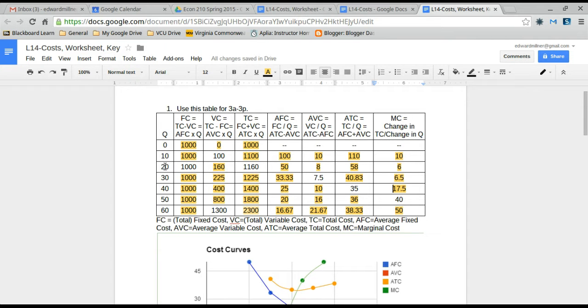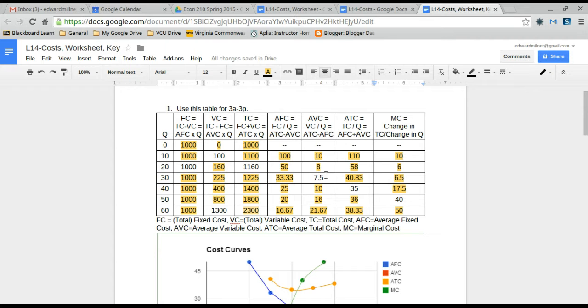When quantity goes from 10 to 20, total cost rises by 60. Quantity rises by 10. 60 divided by 10 gives me 6. That tells me when quantity goes from 10 to 20 that each extra unit of output costs the firm an additional $6. Let's look at the row when quantity is 30.